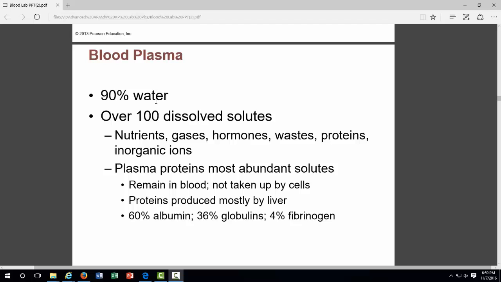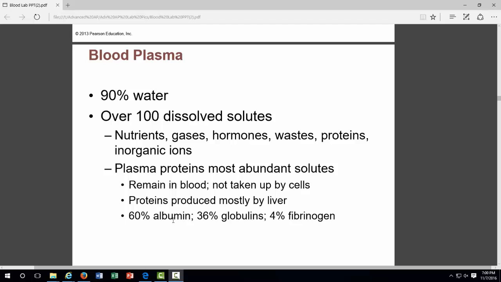So plasma proteins are proteins that are floating around in the plasma. Remember, plasma is extracellular fluid, right? So these are proteins that were produced by the body, and now they're dissolved in the plasma doing their function, you know, they have a specific function. So albumin is the largest component of these plasma proteins.